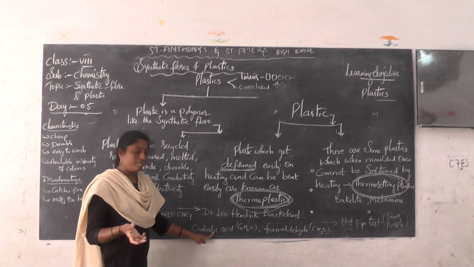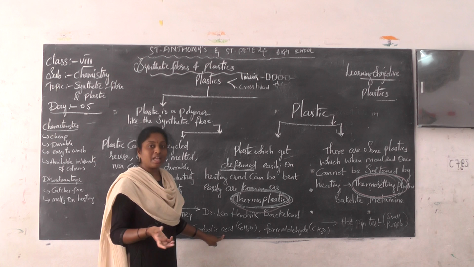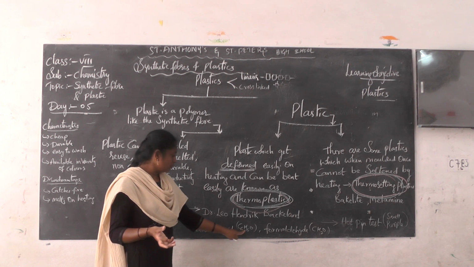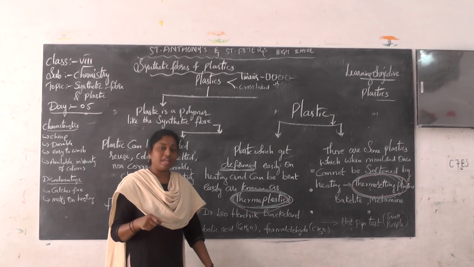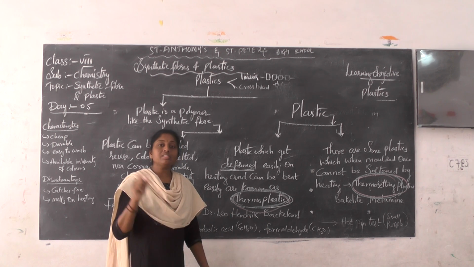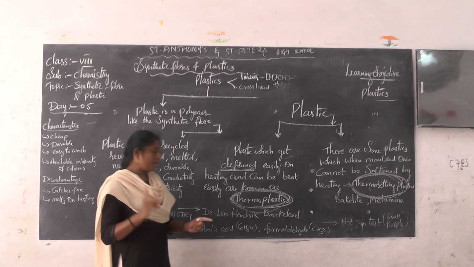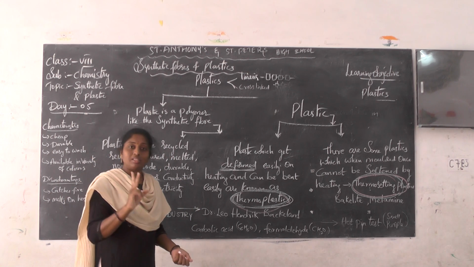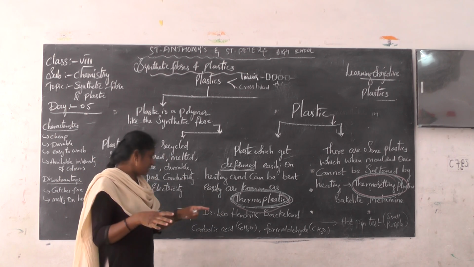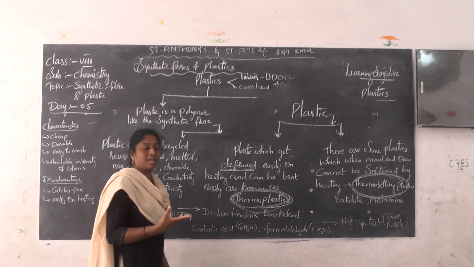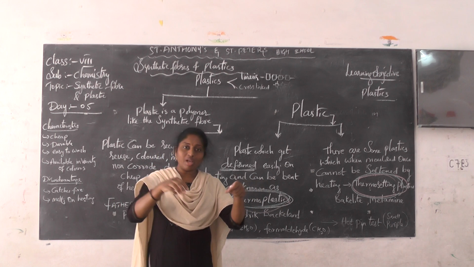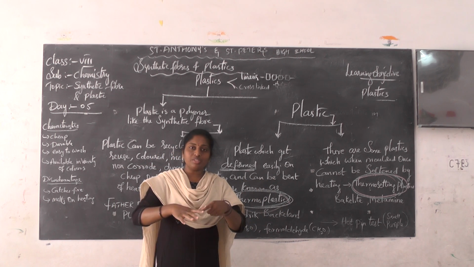The formula of carbolic acid is C6H6O. Okay, and another chemical, that is formaldehyde. The formula of formaldehyde is CH2O. Okay, accidentally the two chemicals fell down. So what are the two? One is carbolic acid, another one is formaldehyde. So what happened here? Suddenly the two solutions were mixed.